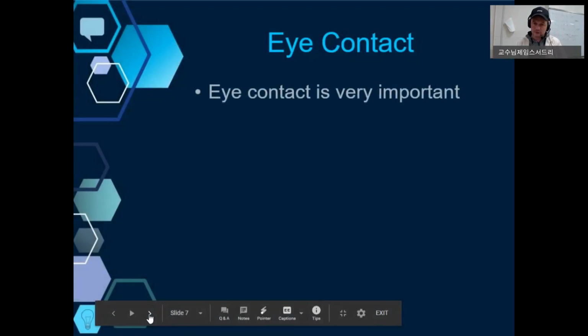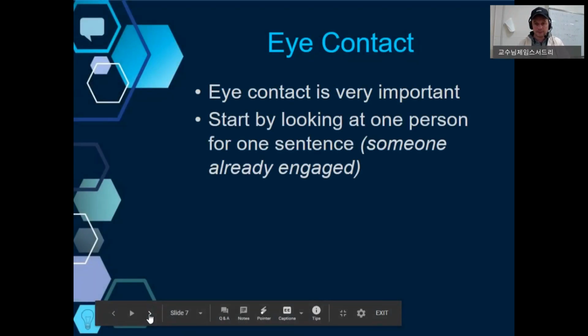Let's talk about eye contact. It's very important, okay? Just do what Obama does. Remember Obama? He would quickly look around like this and gaze at different people, yeah? And he started by looking at one person for one sentence. So yeah, that's a good idea.